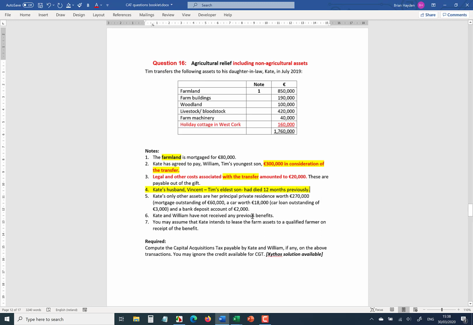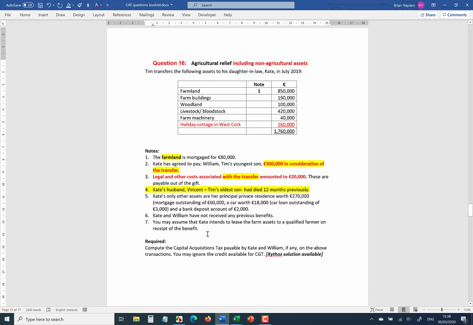Kate and William have not received any previous benefits. Okay, so that means when you're doing the aggregation process, there are no prior benefits. And you may assume that Kate intends to lease the farm assets to a qualified farmer on receipt of the benefits. So that covers the working time test. Kate herself isn't maybe qualified as a farmer for the purpose of working time. She may work in an office job, but if she leases these farm assets to a qualified farmer, she meets the requirement for working time.